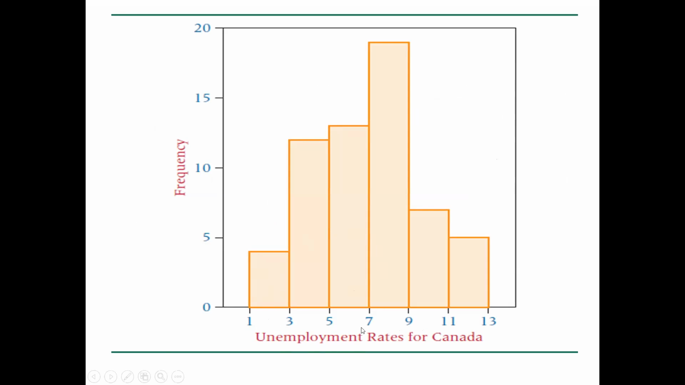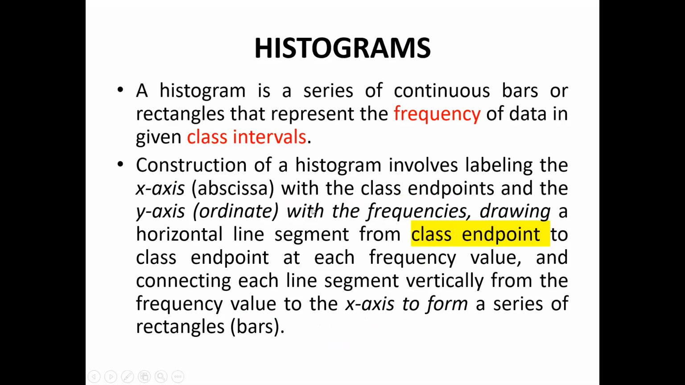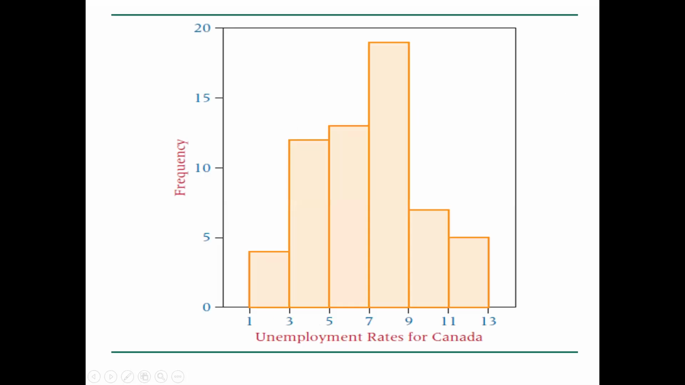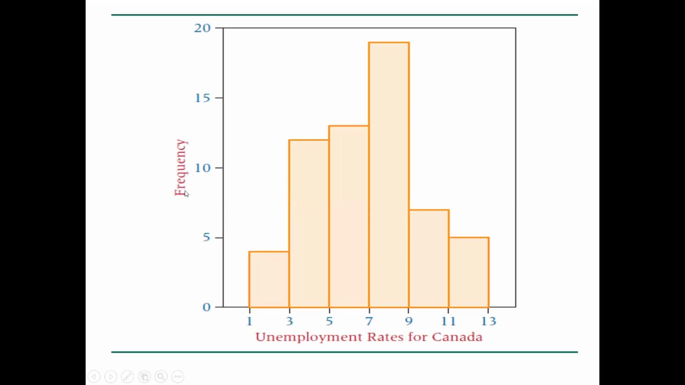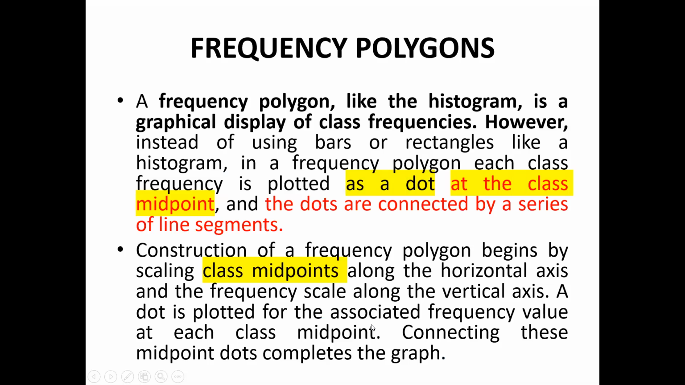So here you can see on the x-axis come these class endpoints. Your intervals 1, 3, 5, 7 are all endpoints of your interval, and this is frequency. On the y-axis comes the frequency. So when you connect these points and the rectangles are formed, this whole diagram, this whole graph, we call a histogram. So the definition: a histogram is a series of continuous bars or rectangles. This is continuous rectangles that represent the frequency of the data in a given class interval. So frequency in class interval.